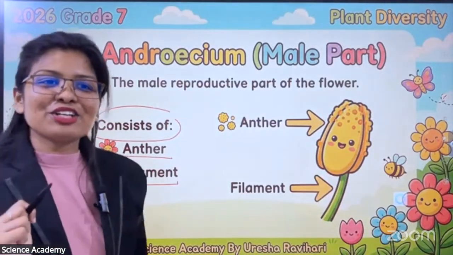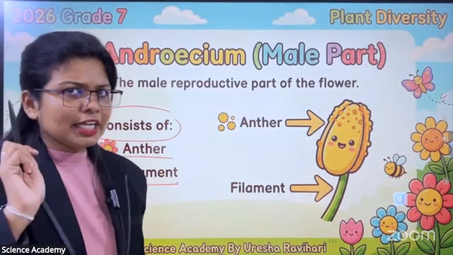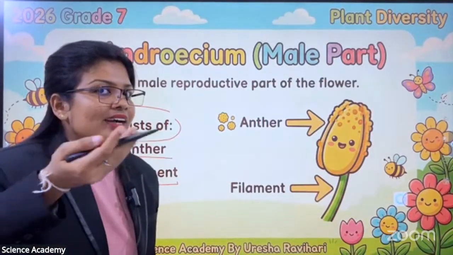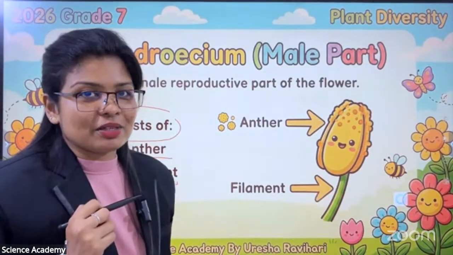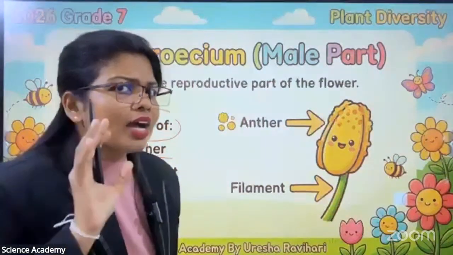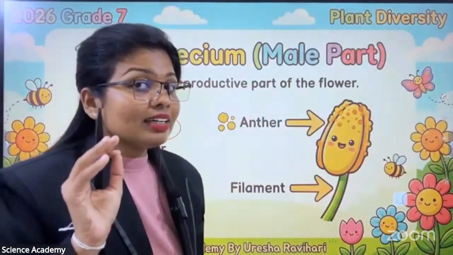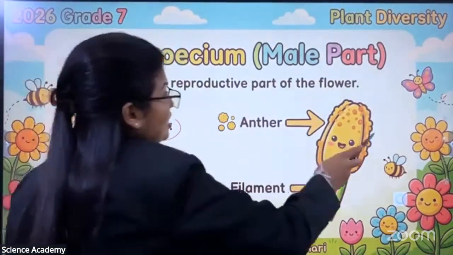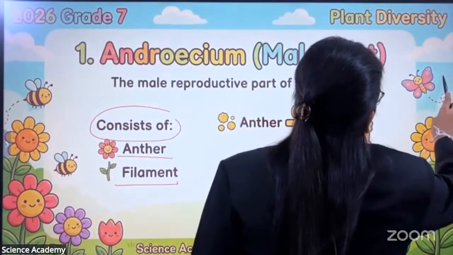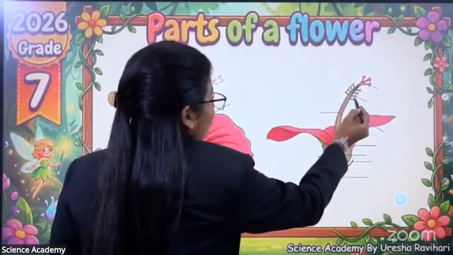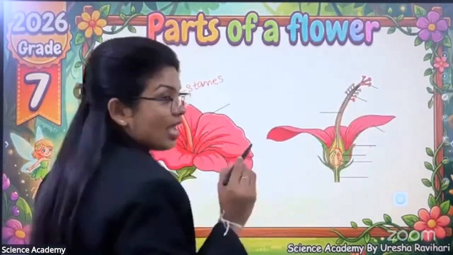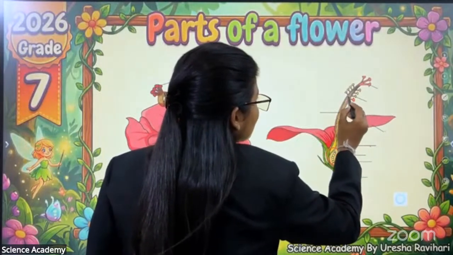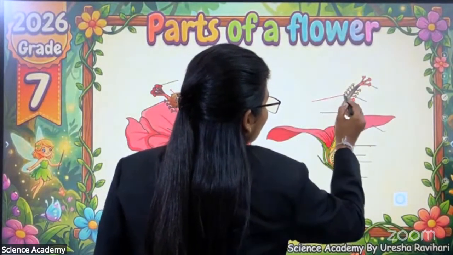Children, if you carefully observe this diagram, I showed you a video where I was cutting a flower, a shoe flower. Can you remember the yellow colored structure in this flower? Right here, the yellow colored one. This is called the anther. These small parts are called the filament.